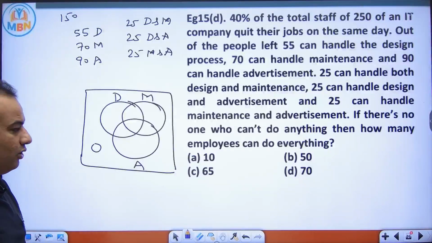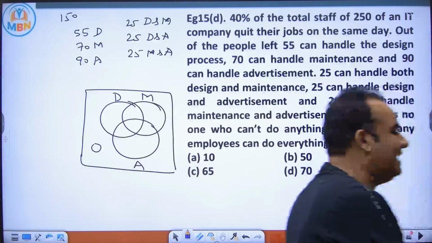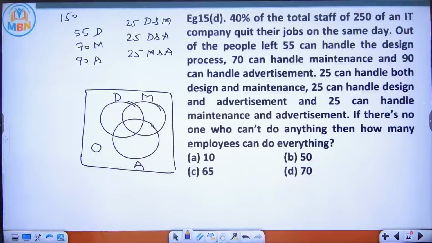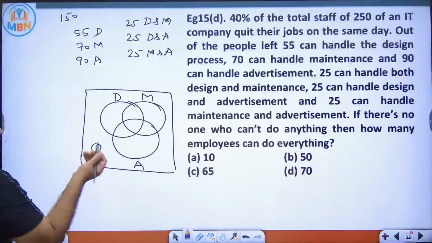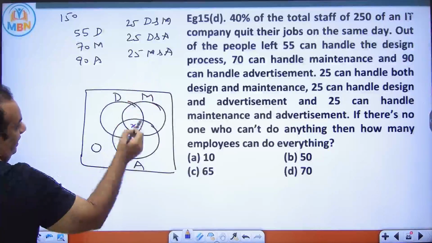We can use formula also, but I don't want to do this question by formula. I just want to tell you the basics so that you can do any question by this diagram. Okay. Now see. I don't know this value. Let this value be X. Now they have given you 25 M and A. So this part is 25.